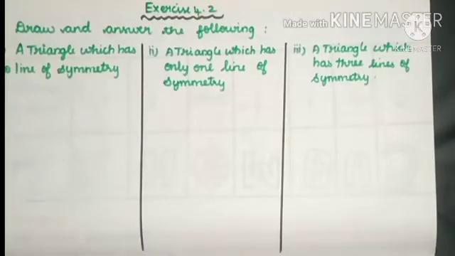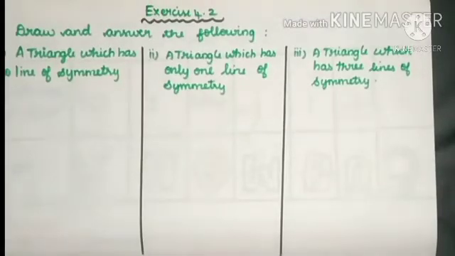First one, a triangle which has no line of symmetry. Second one, a triangle which has only one line of symmetry. And the third one is a triangle which has three lines of symmetry. Students, here we are going to find the triangle which has no line of symmetry, one line of symmetry and three lines of symmetry.